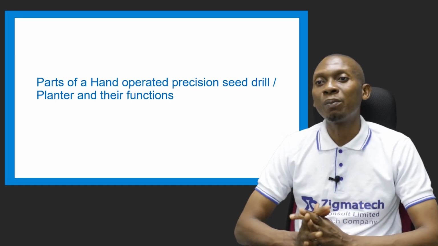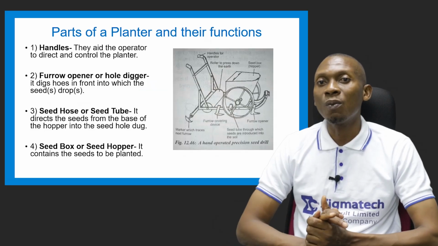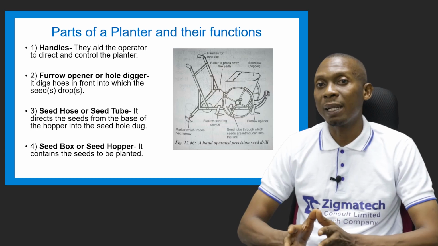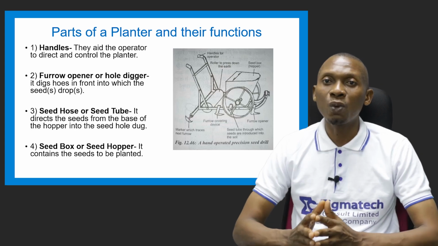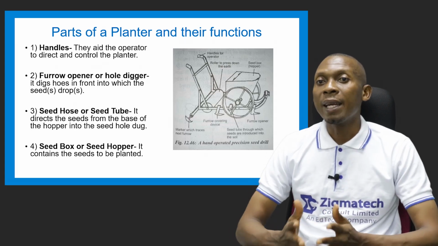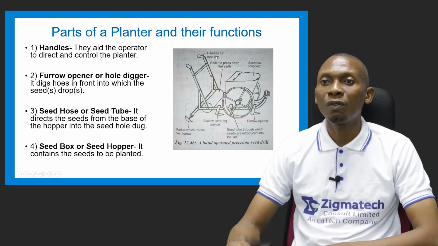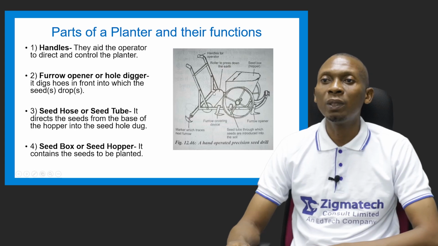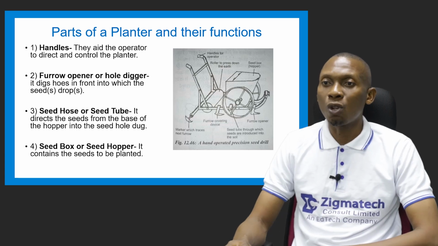So, parts of a hand-operated precision seed drill and planter and their functions. This is what I was explaining earlier when I described the various parts of a planter. So this will help us to understand better what I said earlier. So now we have the handles. They aid the operator to direct and control the planter. So you can see the handles for operation. Then we have the furrow opener or hole digger. It digs holes in front into which the seeds drop. So we see the furrow opener for digging the holes in front into which the seeds drop.